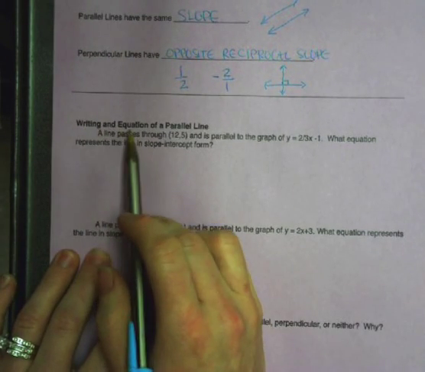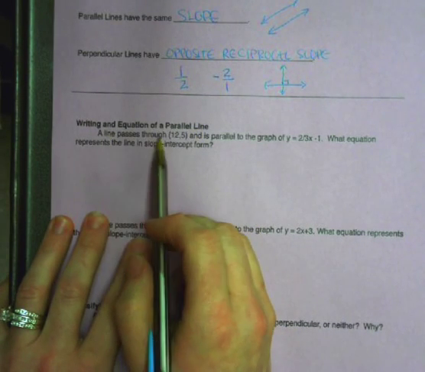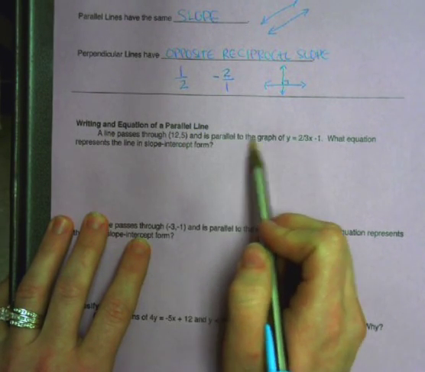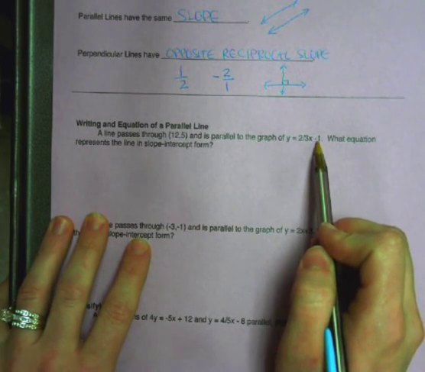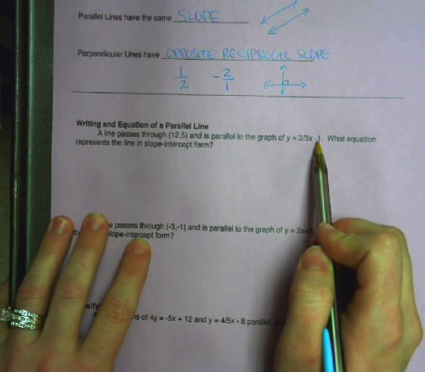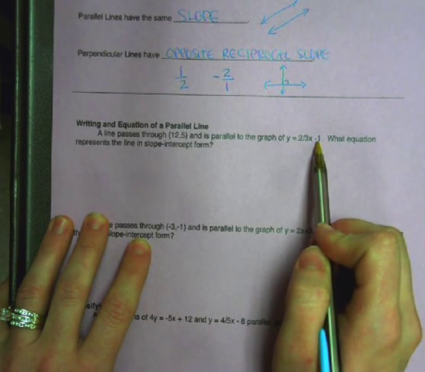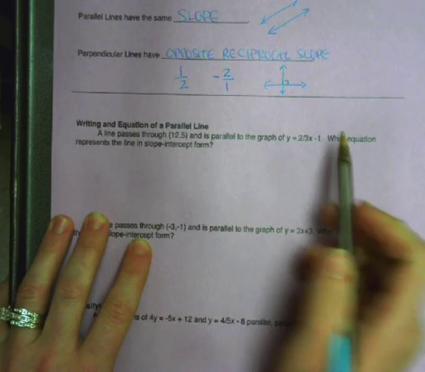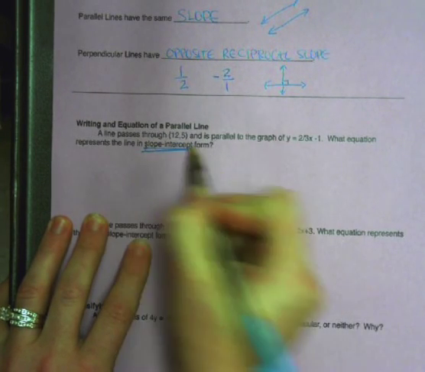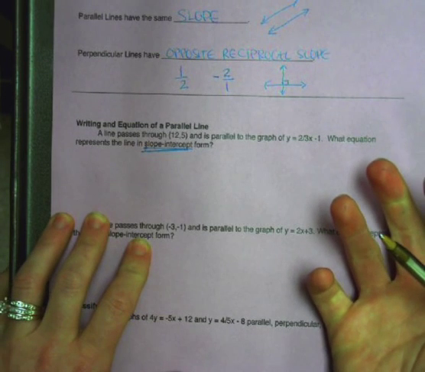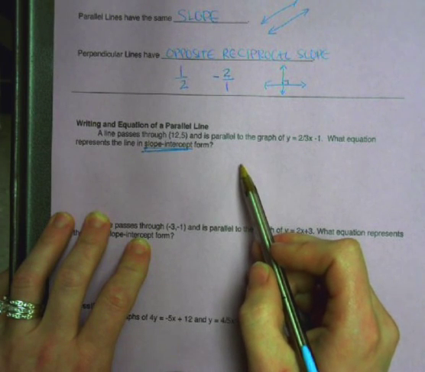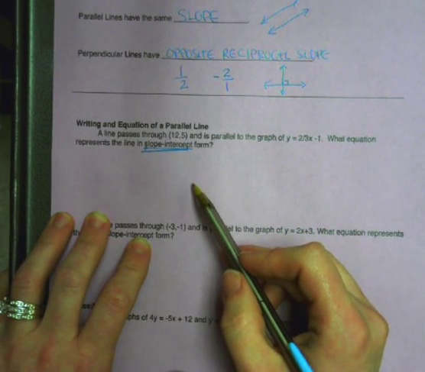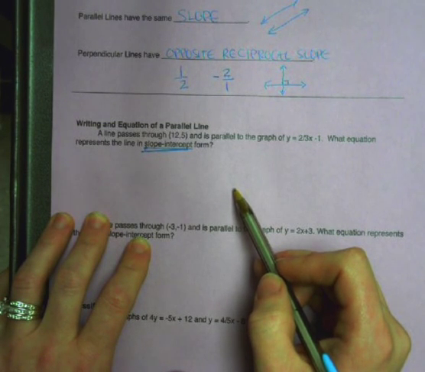We want to write an equation of a parallel line. A line passes through (12, 5) and is parallel to the graph of y = 2/3 x - 1. We've been writing equations for a long time now. We know that we need slope and a point, or maybe an intercept. This is asking for slope-intercept form. So we have two options. We can write it in slope-intercept form, in which we'd have to find the b, or we can write it in point-slope form and convert it by solving for y.